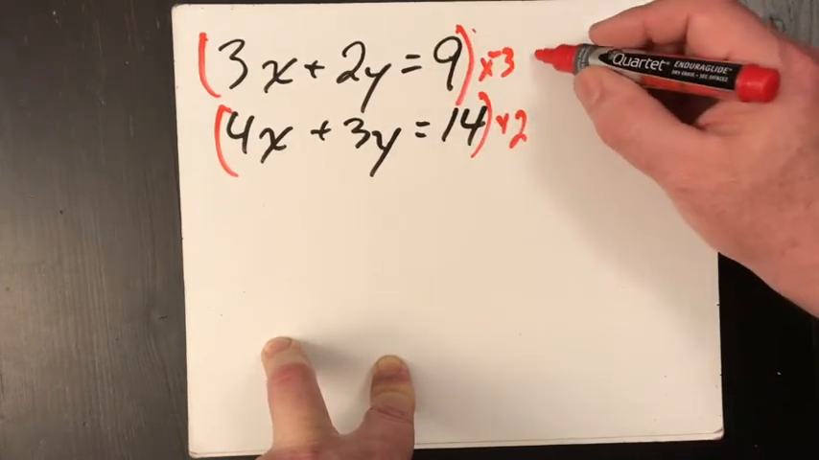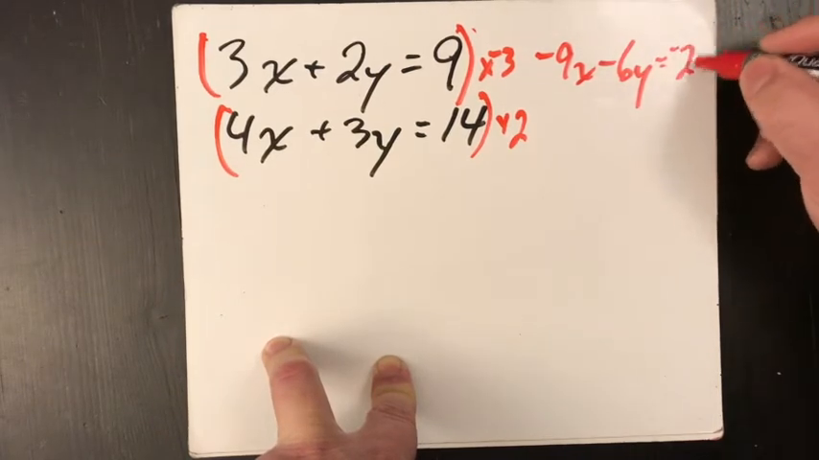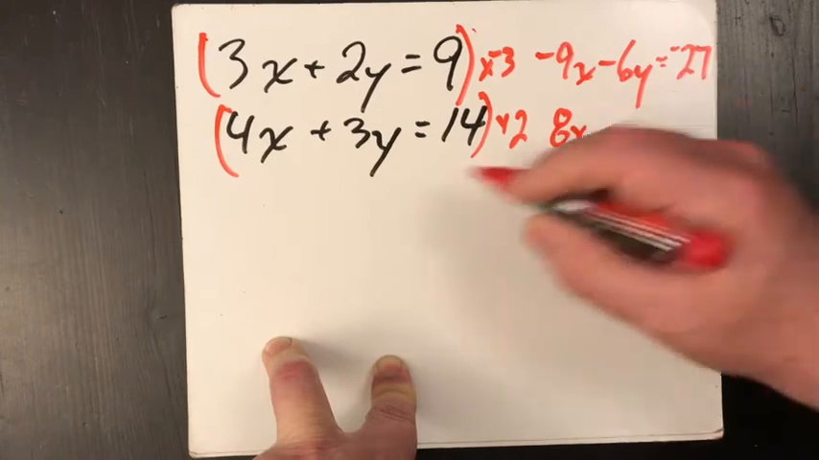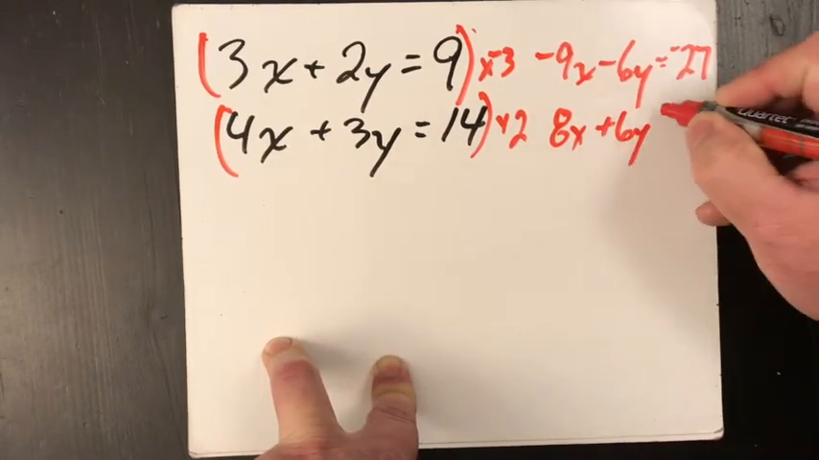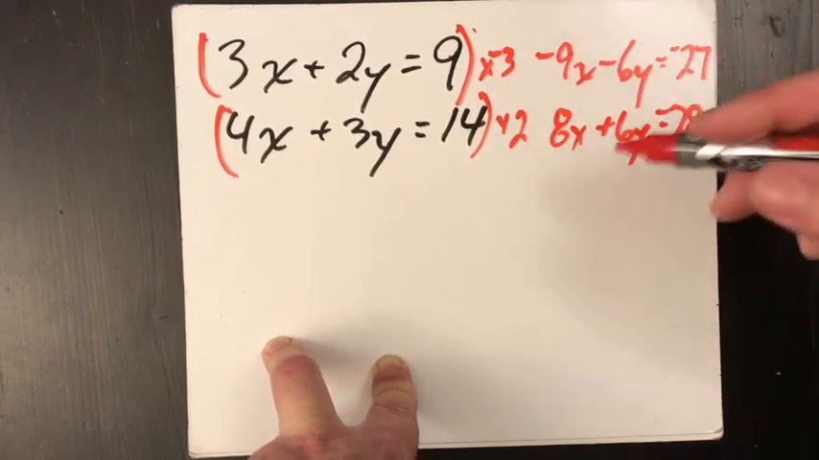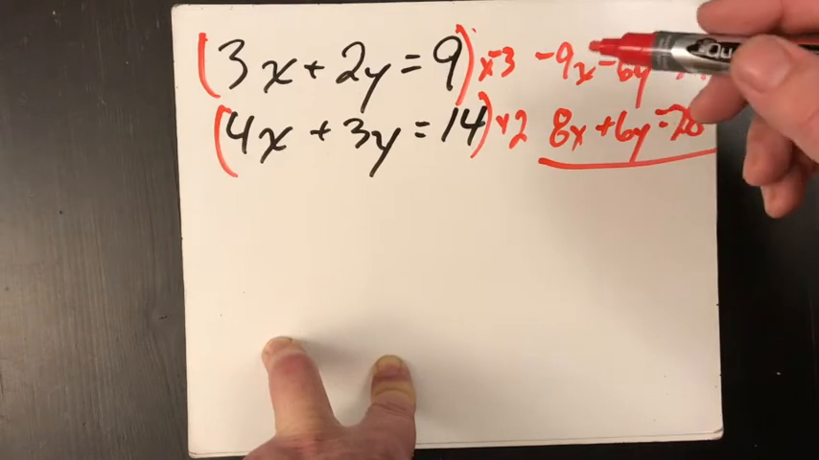The top line then becomes negative 9x minus 6y equals negative 27. And the bottom line becomes 8x plus 6y equals 28. Could have avoided negatives if I'd been a little more thoughtful there, but hey, it's easier to not think. Yes, I did just say that.